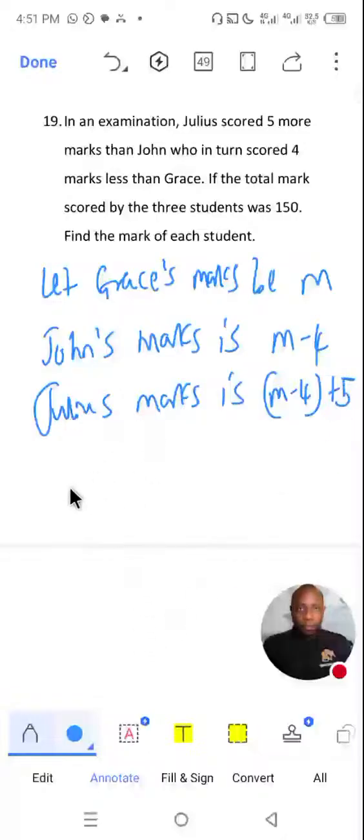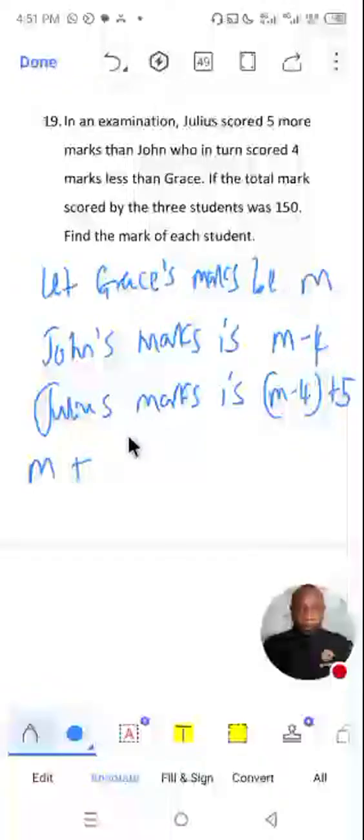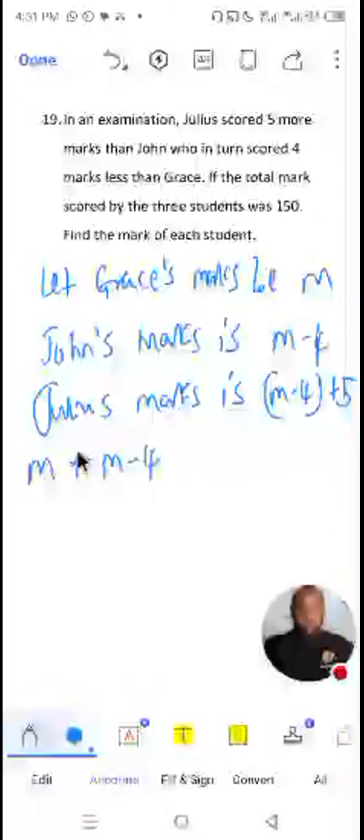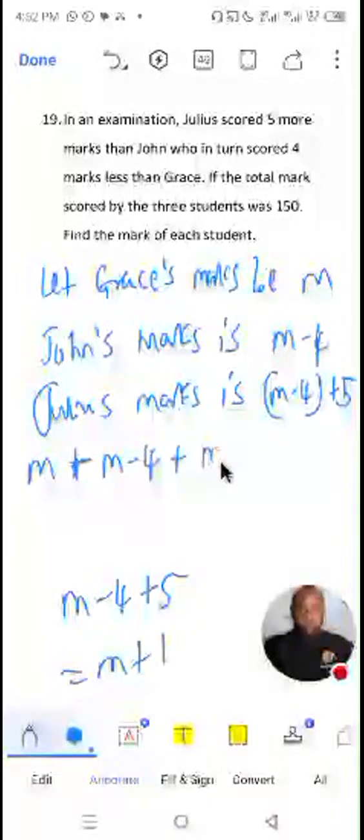All right. So they said the total marks scored by the 3 students was 150. So when you add all their marks, you get the sum: M, the first person here, then M minus 4, and then plus what Julius scored, M minus 4 plus 5. So what is minus 4 plus 5? That's 1. So that will be M plus 1. So I'm going to write M plus 1 here.